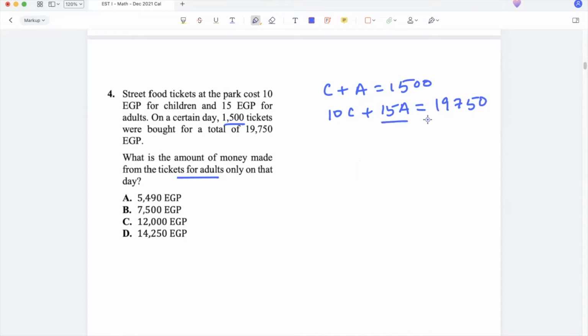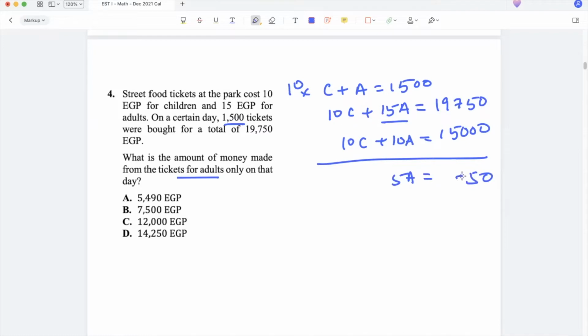So we need to find 15A, right? So let's first cancel out the C. So multiply this equation by 10. 10C plus 10A is 15,000. So then on subtracting, 5A is 4,750. And we want 15A, so multiply this by 3. So 5 carry 1, 2 carry 2, 14, 250. So D.